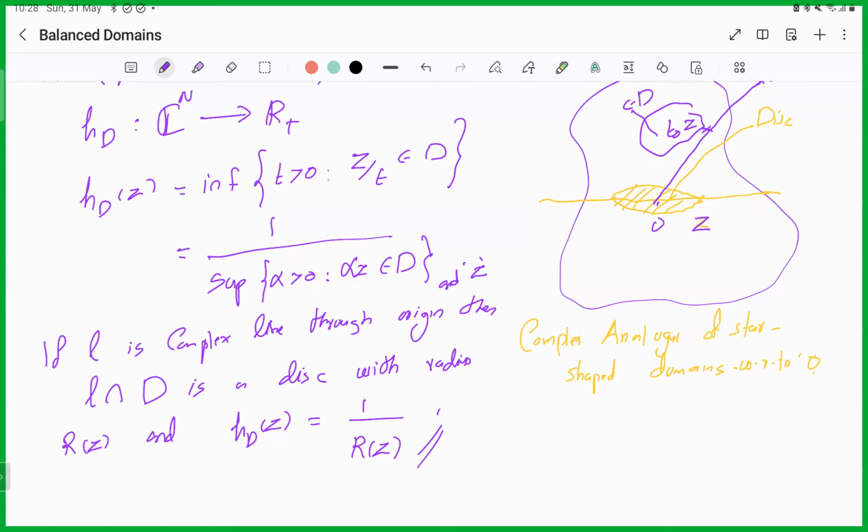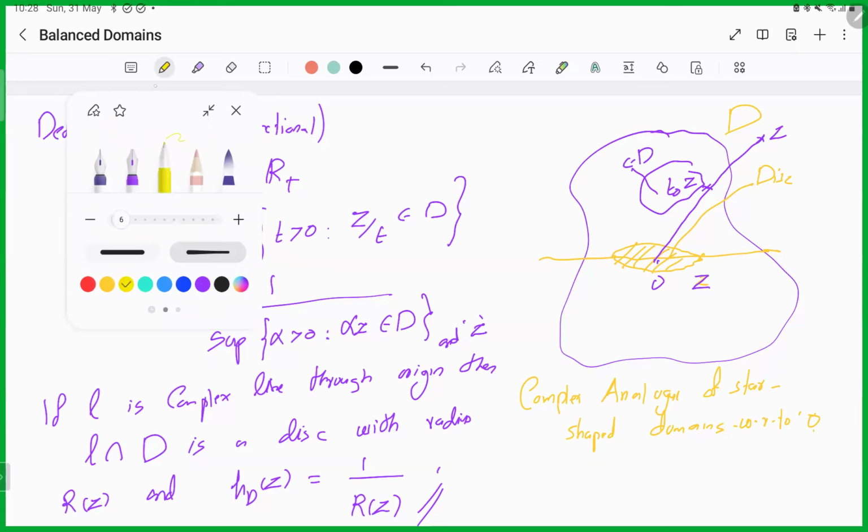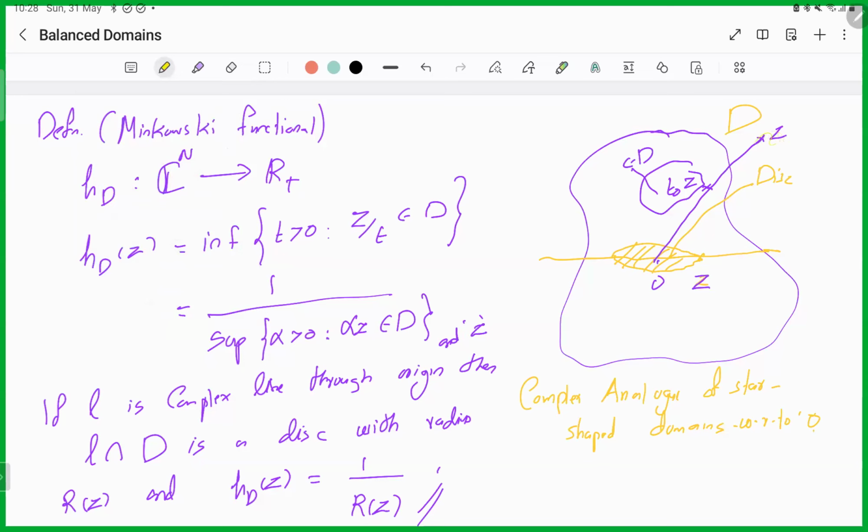This definition is clear actually, rather than the first initial definition. 1 by the supremum of alpha such that alpha z is in D. This definition is very important actually. Take z in D, take alpha z. This is the set of alpha such that alpha z belongs to D, and alpha is the supremum. Then taking the reciprocal, that is the Minkowski function.